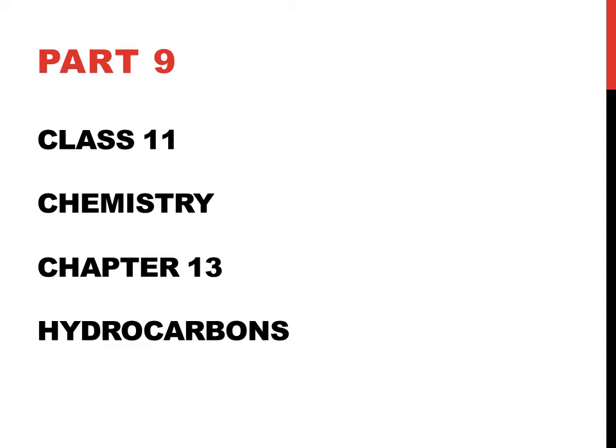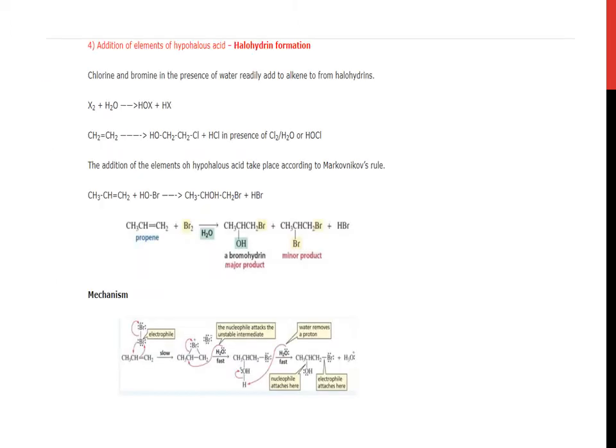Hello students, let us start with part 9 of hydrocarbons. Addition of elements of hypohalous acid, halohydrin formation. Chlorine and bromine in the presence of water readily add to alkene to form halohydrins.